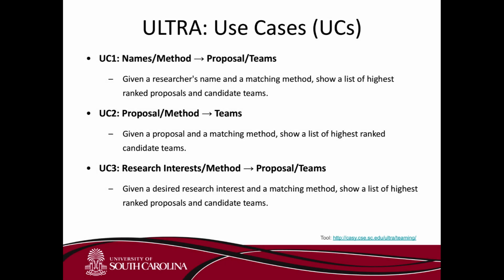We identify at least 3 practical use cases of our system. Use case 1. Given a researcher's name and a matching method, we show a list of N highest-ranked proposals and candidate teams along with goodness scores. Next, we have use case 2. Given a proposal and a matching method, show a list of N highest-ranked candidate teams. And finally, use case 3. Given a research interest and a matching method, show a list of N highest-ranked proposals and candidate teams.